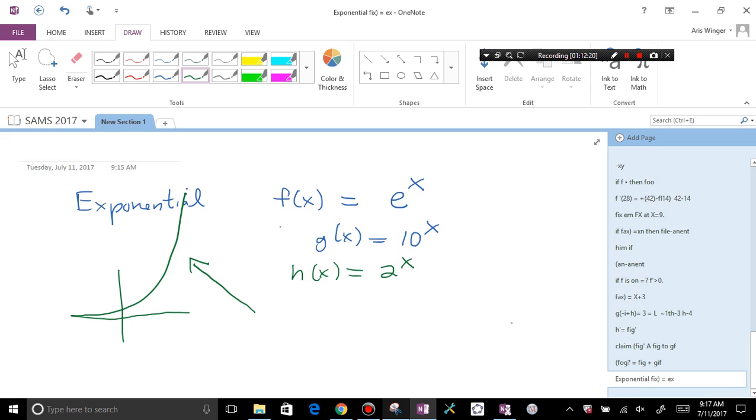Now, I'm being biased, of course. You have an element that obviously can also decay. So that's a legitimate exponential function too, that's 1/2 to the x power. That's perfectly okay.